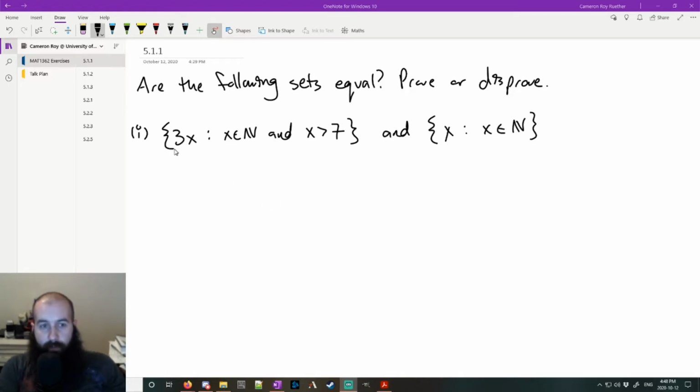The first two sets are these here. All the multiples of 3, where x is a natural number which is greater than 7, and the set of all x, where x is a natural number. So these are not equal.